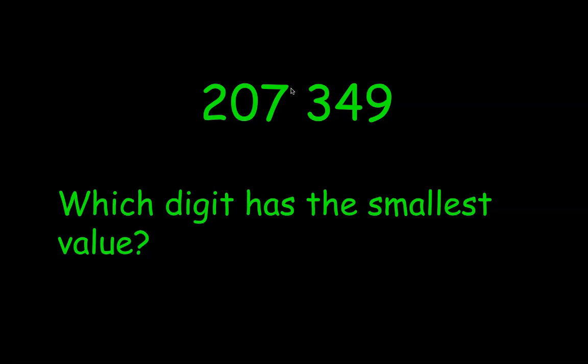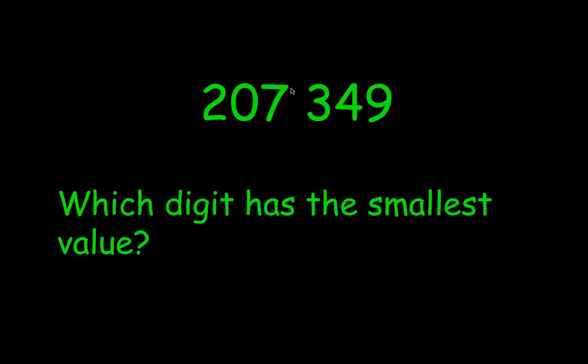Look at this one. It's the same number. Which digit has the smallest value? In other words, which digit there is worth the least? And the answer is, I hope you didn't get tricked, the 0. You might have put the 9 because you thought, oh, the 9 is in the ones column, but that 0 is worth nothing. That 9 is worth 9 ones. So a lot of people may have been tricked with that.